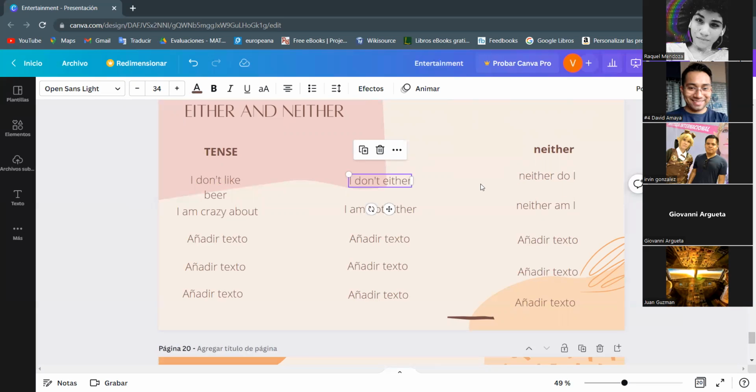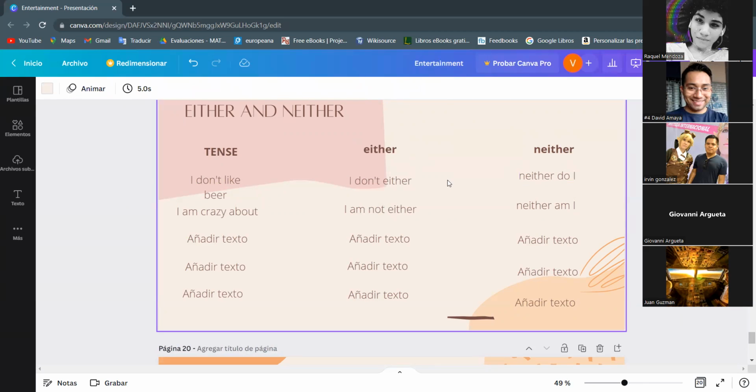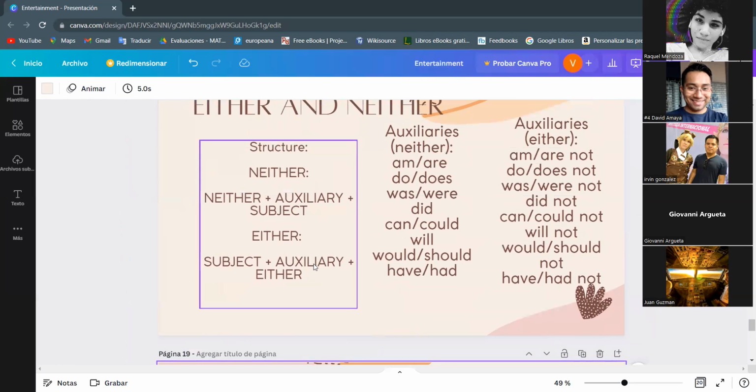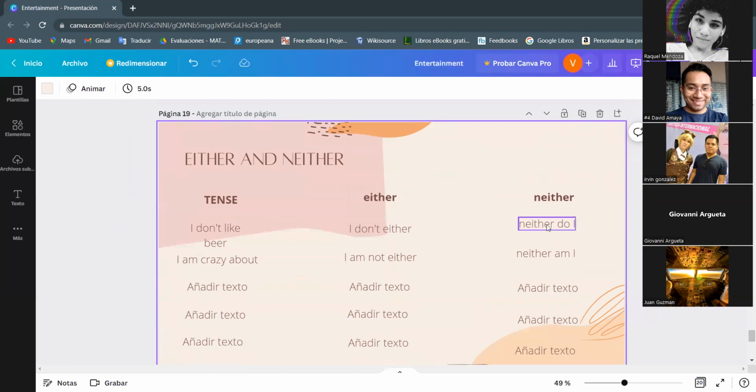David, can you help us read both answers, please? I don't either, and neither do I. Good question. Yes, it's do, because do is the auxiliary. Like is the verb, and we work with auxiliaries. Neither do I, or I don't either.